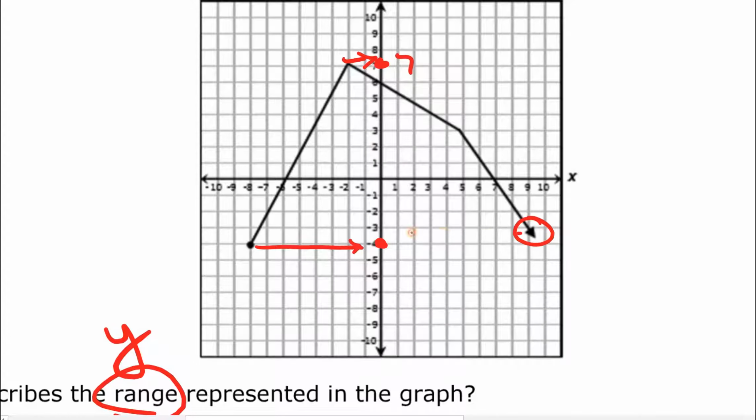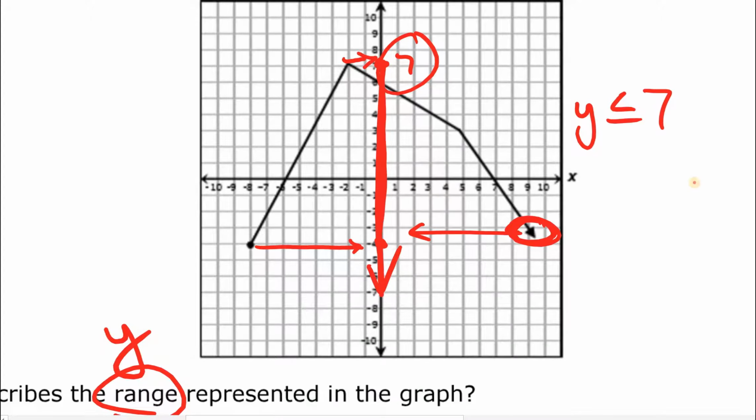But when we start to bring this one over, we see it's an arrow. So this line is going to go from the top. It's not going to stop at this dot. It's an arrow. It keeps going forever. So we're using all numbers from 7 and below, 7 and down. So we want the answer to say y is less than or equal to 7.